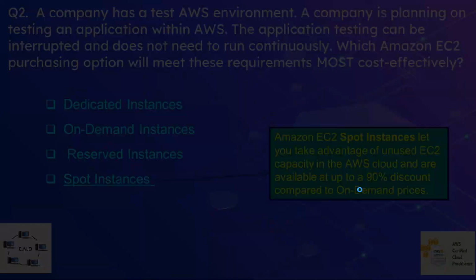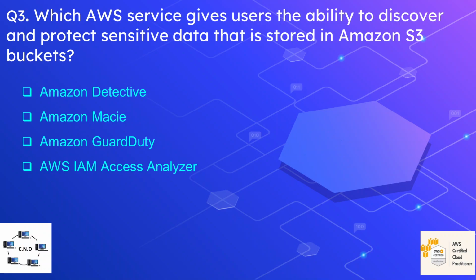Question number three is: which AWS service gives users the ability to discover and protect sensitive data that is stored in Amazon S3 buckets? The options are A, Amazon Detective, B, Amazon Macie, C, Amazon GuardDuty, and D, AWS IAM Access Analyzer. And the correct option is that Amazon Macie is the service that gives users the ability to discover and protect their sensitive data that is stored inside Amazon S3 buckets.